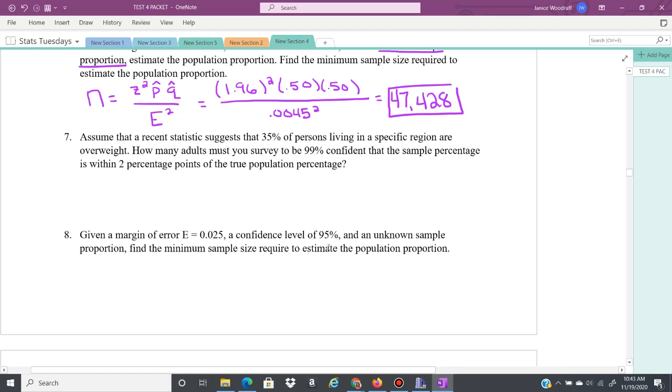All right, and then number 7, assume that a recent statistic suggests that 35% of all persons living in a specific region are overweight. How many adults must you survey to be 99% confident that the sample percentage is within 2 percentage points of the true population percentage? So you are again looking for a sample size in a proportion. So this is the same formula here. We want a 99% confidence. So that would be a z-score of 2.575.